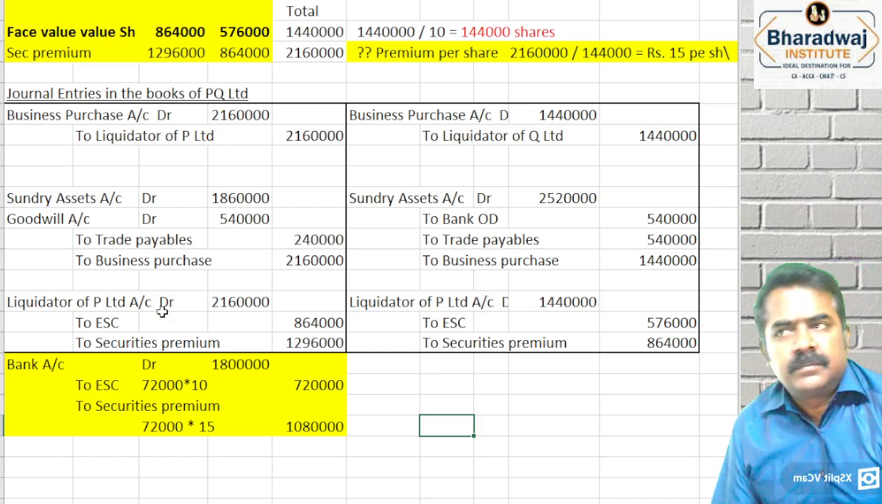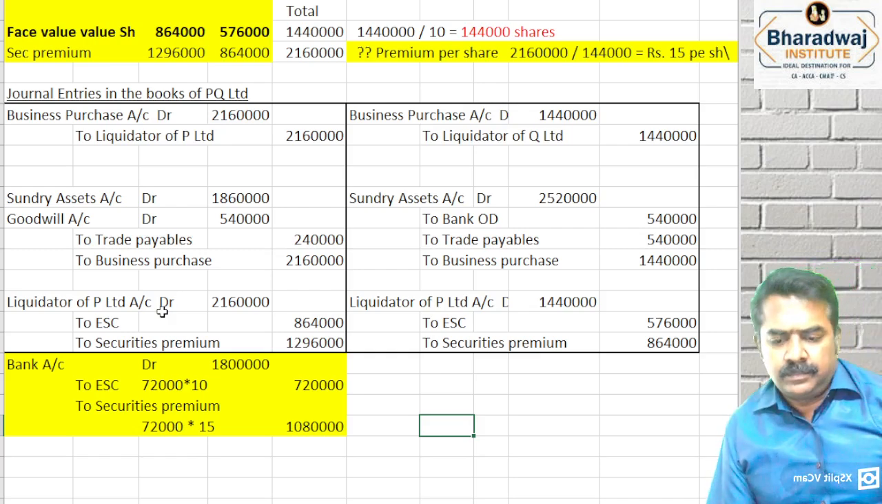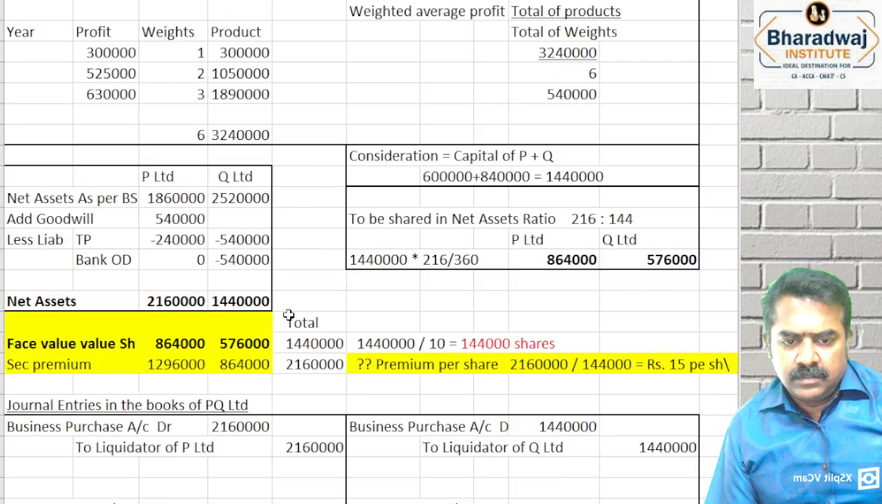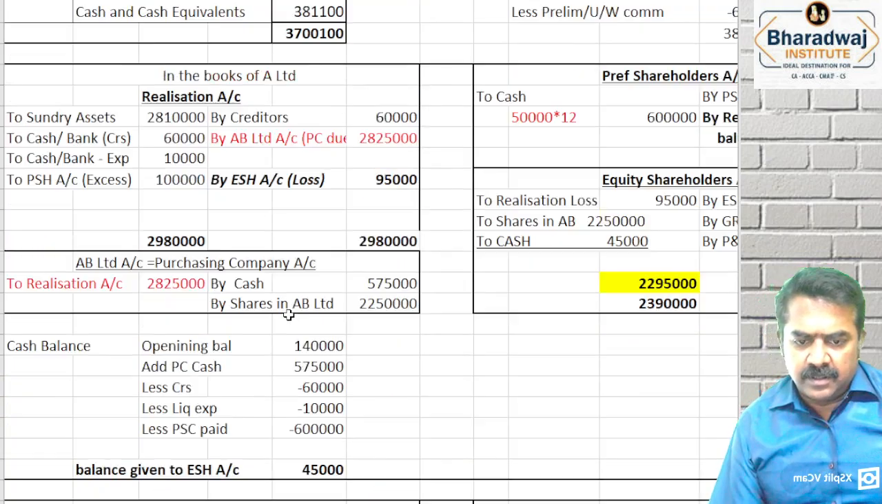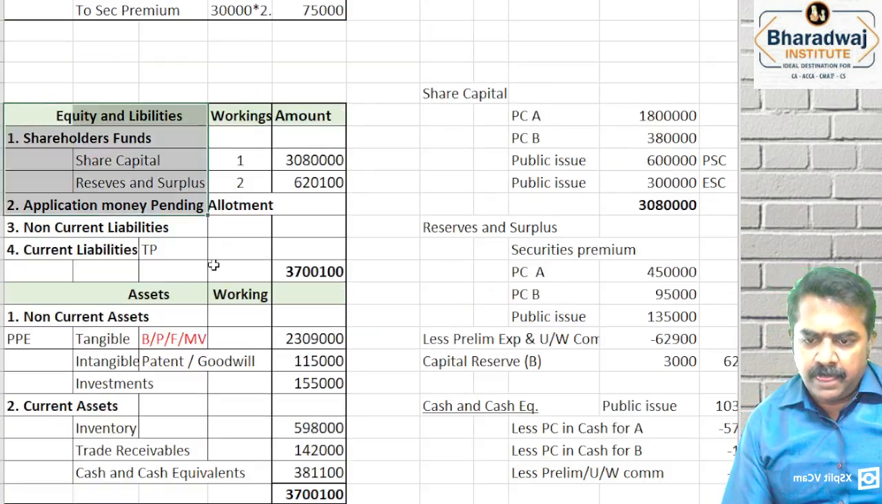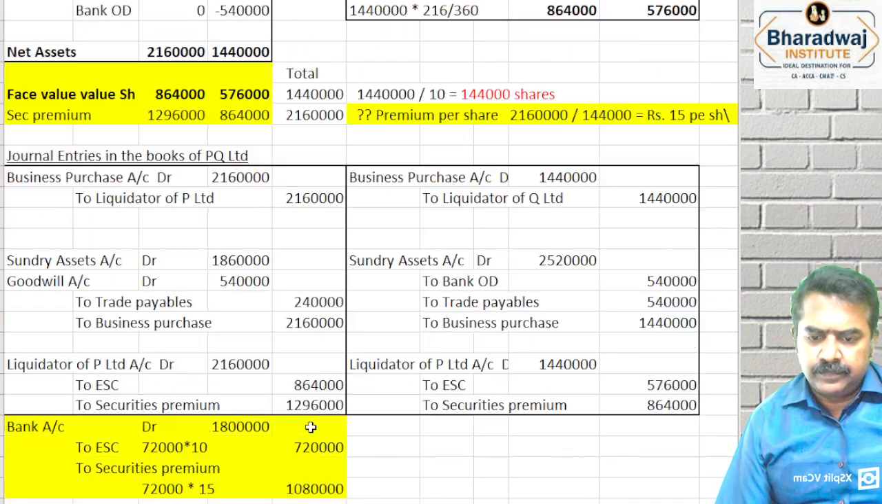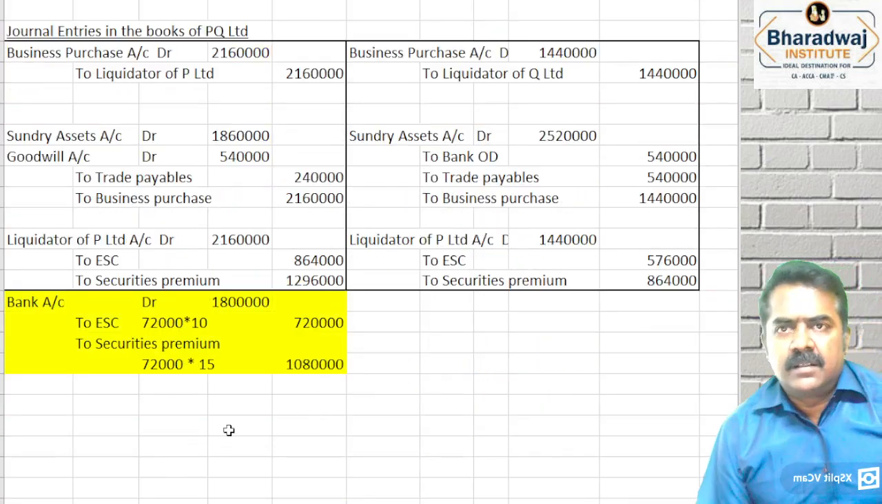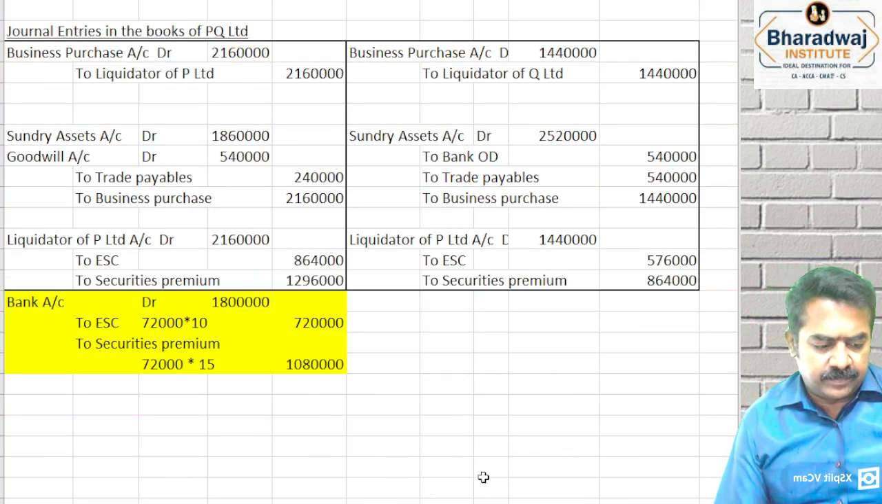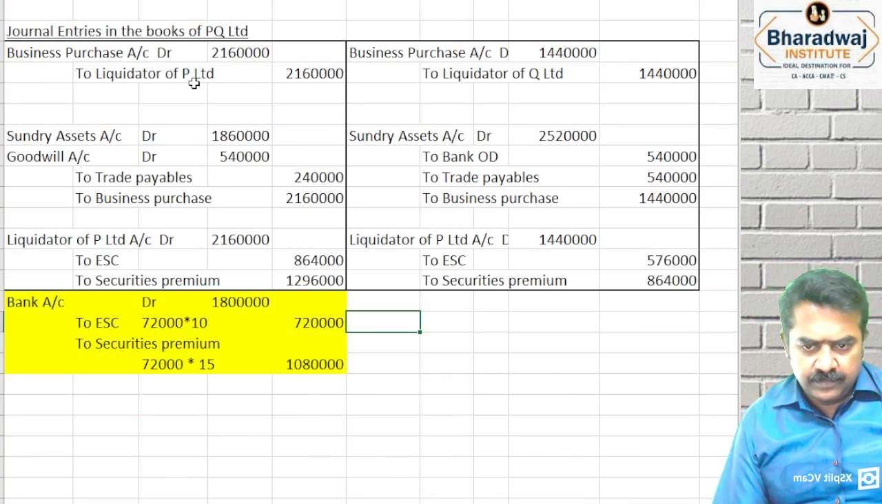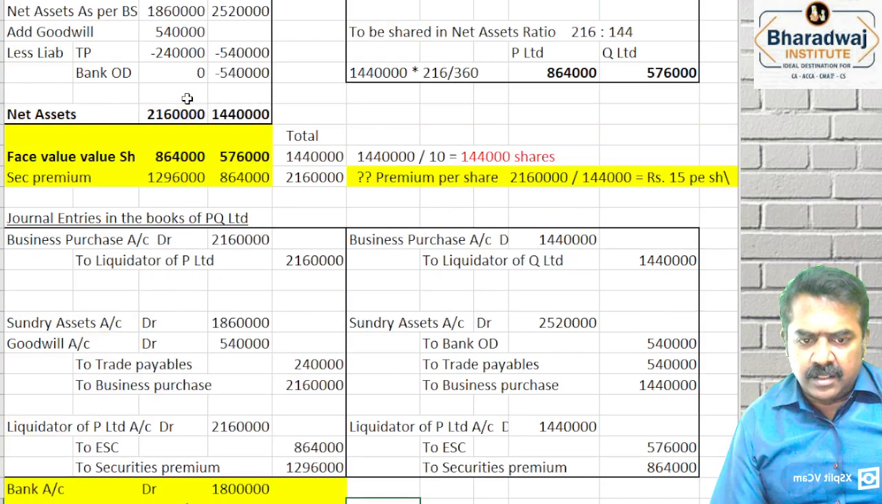Shall we? Shall we prepare the balance sheet? Have you completed it? Live online friends, is it over? Any doubt in the journal entry or in the working?